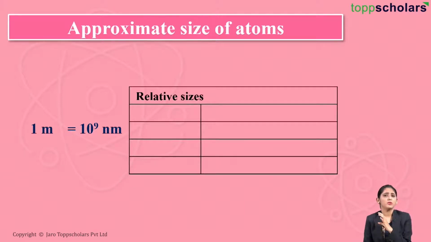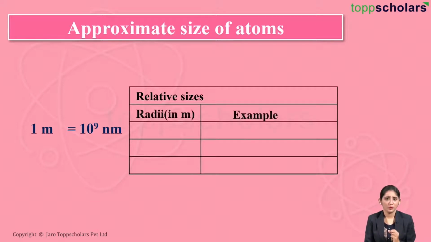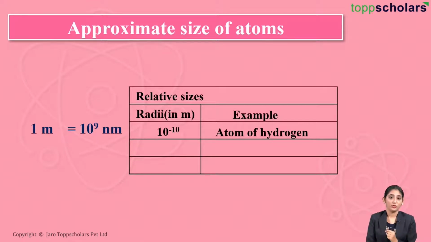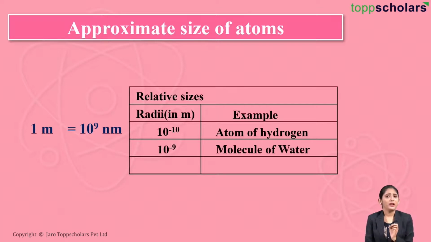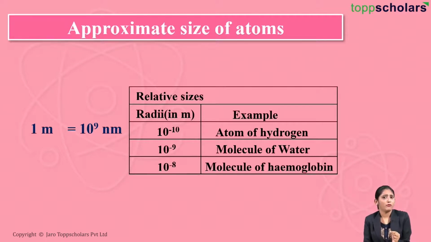Now what we're going to do is see the relative sizes of some atoms. So in the first column we have radii, that is in meters, and in the next column we have some examples of atoms and molecules, right? So if I talk about an atom of hydrogen, the atomic radius is 10 raised to minus 10 meters. But if I talk about a molecule of water, the atomic radius is 10 raised to minus 9 meters. And for a molecule of hemoglobin, the atomic radius is 10 raised to minus 8 meters. Now friends, here you can see that different atoms and molecules have different atomic radii, right?